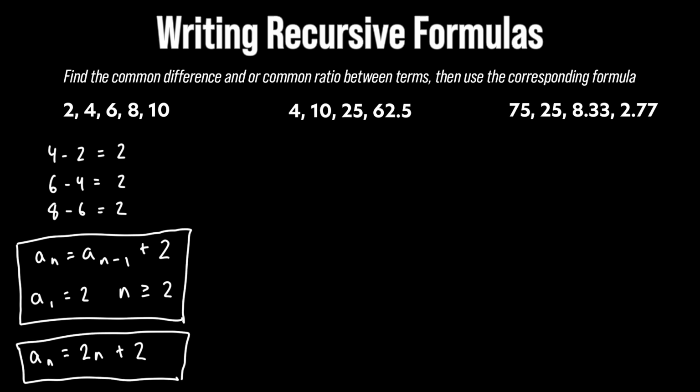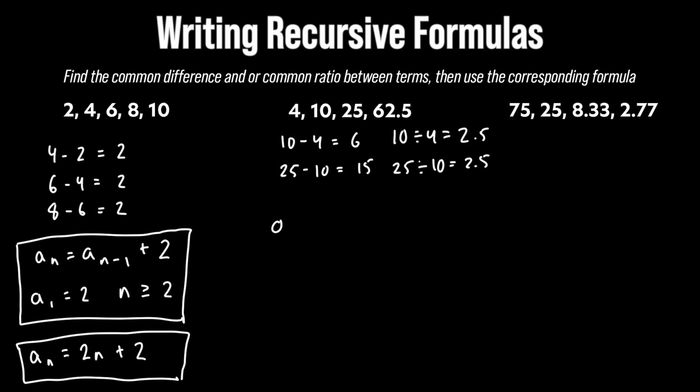How about this next one here? Let's see if there's a common difference. We have 10 minus 4, which is equal to 6. 25 minus 10, which is equal to 15. And so already you can tell there's no common difference because the numbers 6 and 15 are different. So now let's try 10 divided by 4, which is equal to 2.5. And 25 divided by 10, which is also 2.5. So here we see that there's a common ratio, which is 2.5.